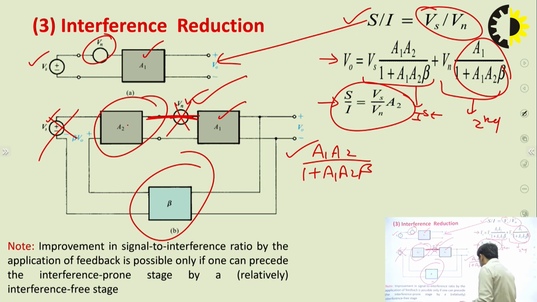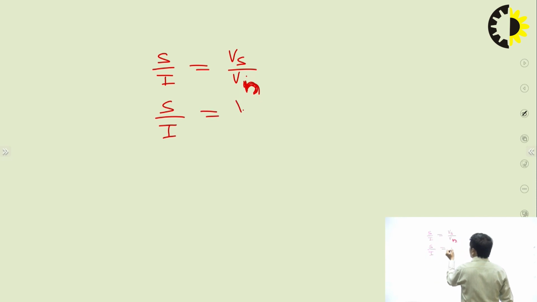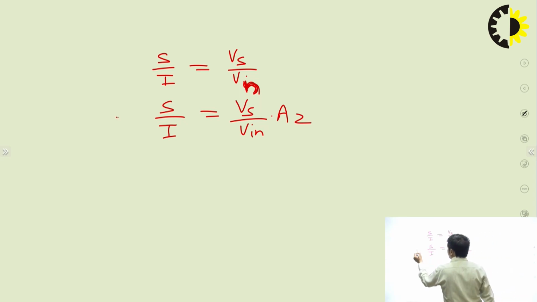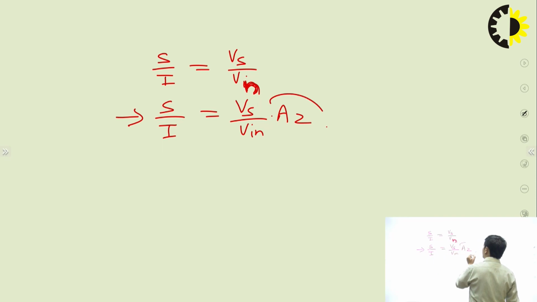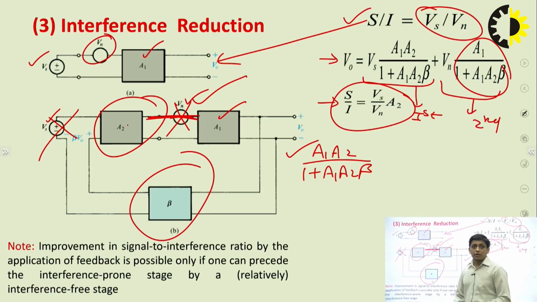Just compare: when we are not applying any feedback, the S by I ratio is Vs by Vn. And when we are applying negative feedback, S by I is Vs by Vn into A2. It means that with the application of negative feedback, the S by I is increased by the factor A2, where A2 is the gain of the pre-amplifier. That's why we require this pre-amplifier A2. Noted? So here we have understood how negative feedback reduces the effect of interference. For that we have calculated the value of S by I.